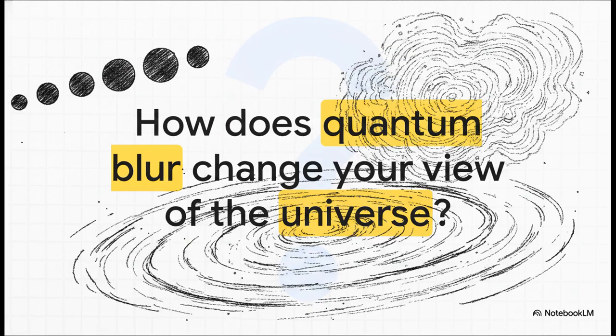Wow, we've covered incredible ground today, from Dalton's solid spheres all the way to the complex, shifting probability clouds of modern quantum mechanics. I want to leave you with this final, provocative thought. If the very foundation of matter is built on uncertainty, if we can never truly know exactly where a particle is and where it is going at the exact same time, how does this quantum blur change your fundamental view of the universe we live in?